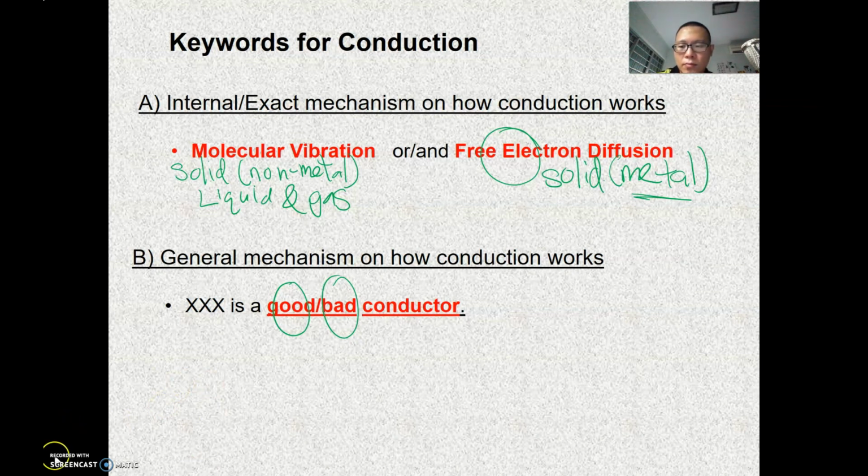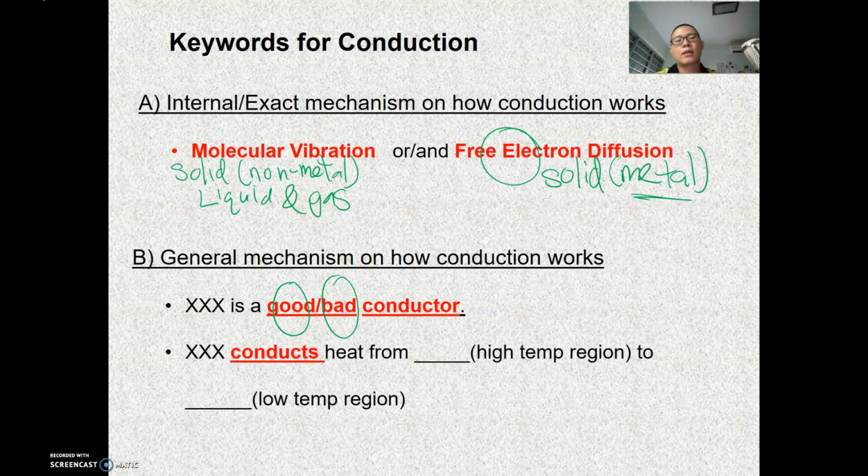Once you identify what type of conductor it is, the second thing that you have to tell the marker is that you know how conduction works, and this is wrapped up in the second keyword, whereby the students need to tell the marker how heat is transferred, from which region to which region. The region that we're talking about, as I mentioned in the beginning, is from the high temperature region to the low temperature region. So the heat transfer is primarily in one direction, from high temp to low temp, hot to cold.